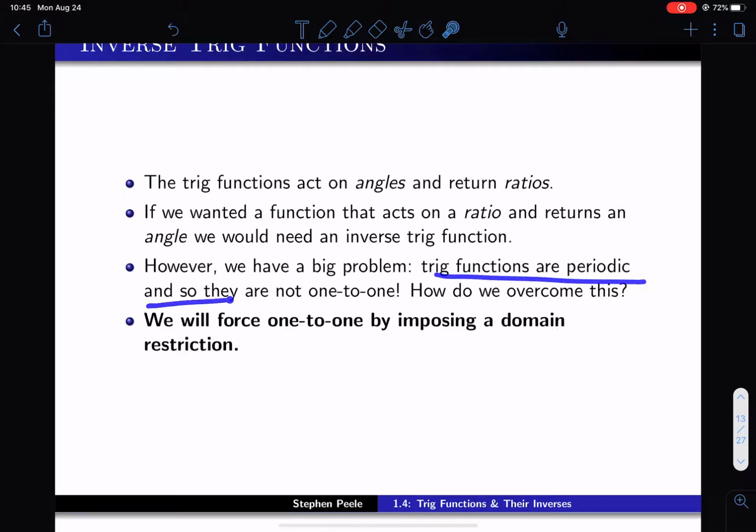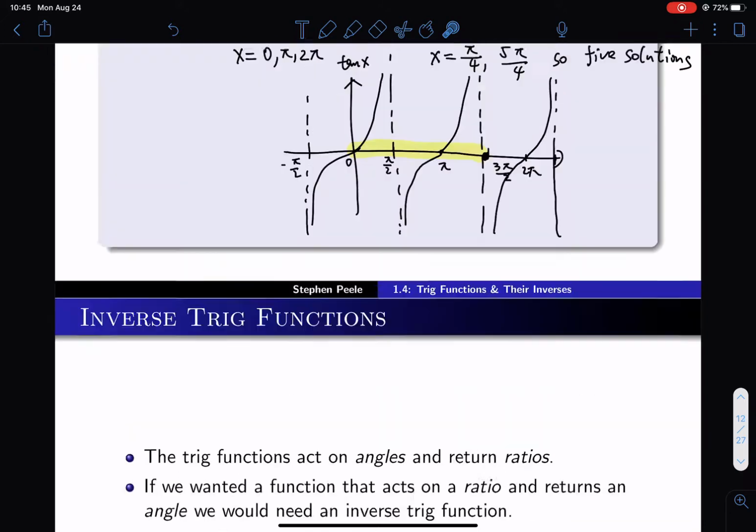Periodic functions are never one-to-one. Then how can we solve for the equation? We will force the one-to-one by imposing a domain restriction. So let's go back to this one.